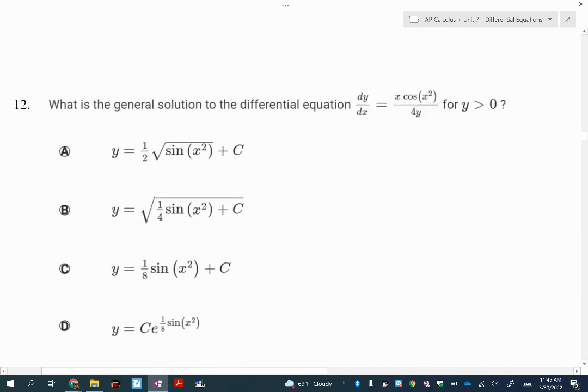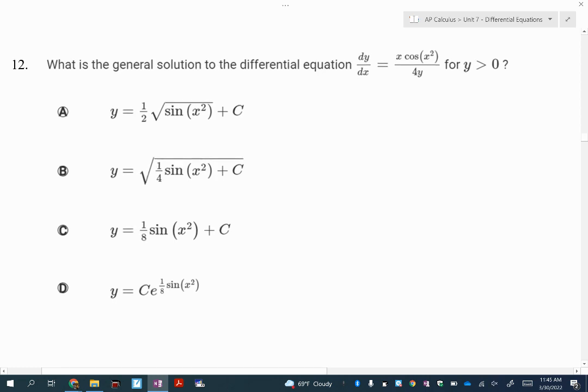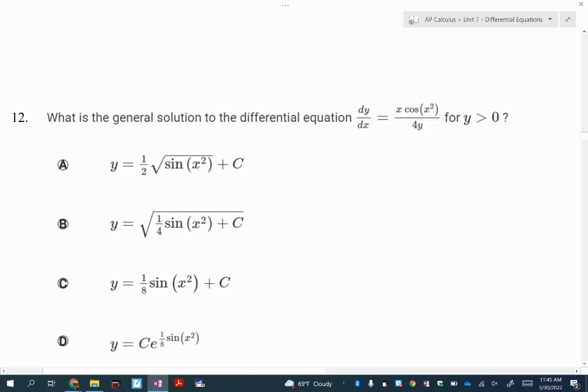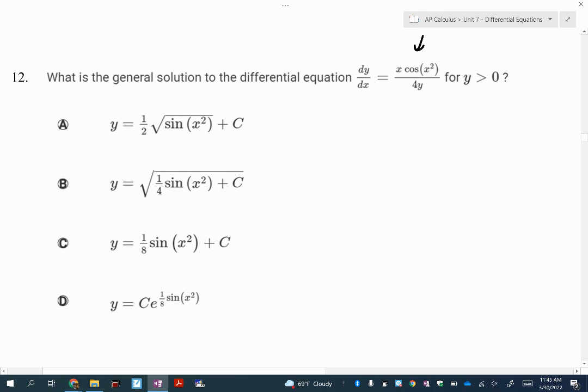Okay, let's go to number 12. Number 12 is a little bit different. I know the wording seems similar, but in number 12, you'll notice on the second part, after the equal sign, that we have x and y. So to do this, I'm going to reorder this by moving the y and the 4 to be over with dy, so that's dy times 4y, and then move the dx to the other side, so x times the cosine of x squared times dx.